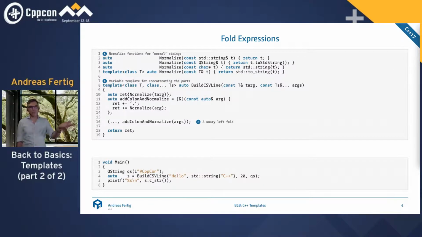We then can call it, as shown here below, with a QString, as I had that before. We can now say build CSV line hello, comma, std string C++, comma 20, and the QString says at CppCon. And then it shows printf to print it out. So that's how that thing is used or is called. And as I said in the first part, if you call this or if you see only the call side, you do not notice that we are talking about a template. That's cool.